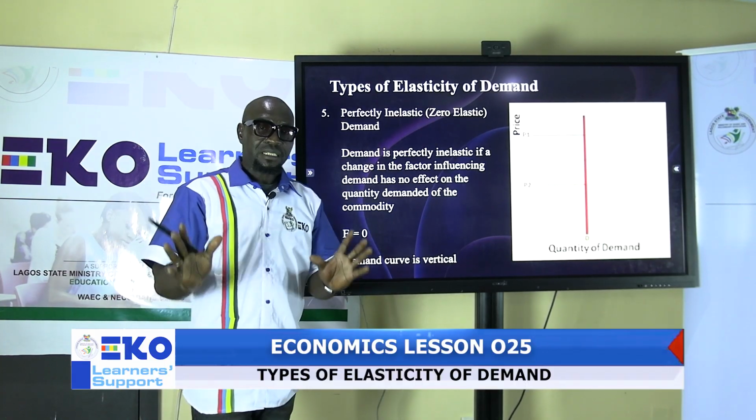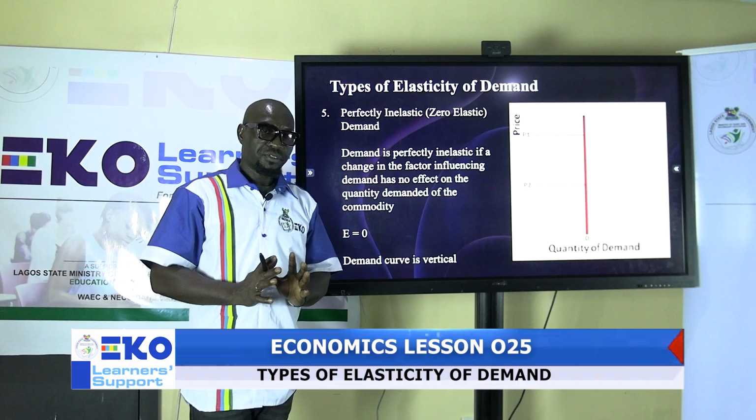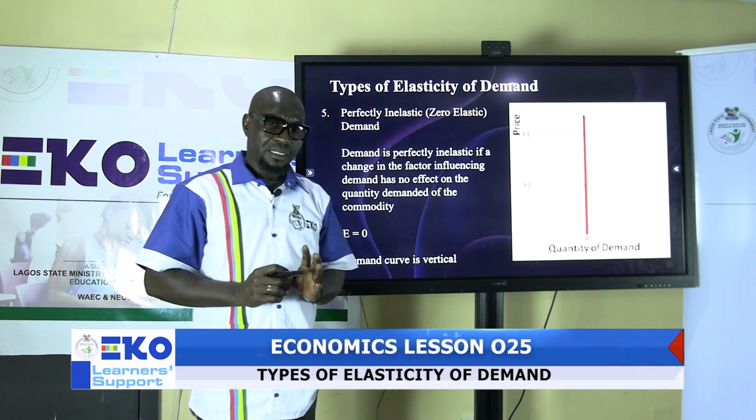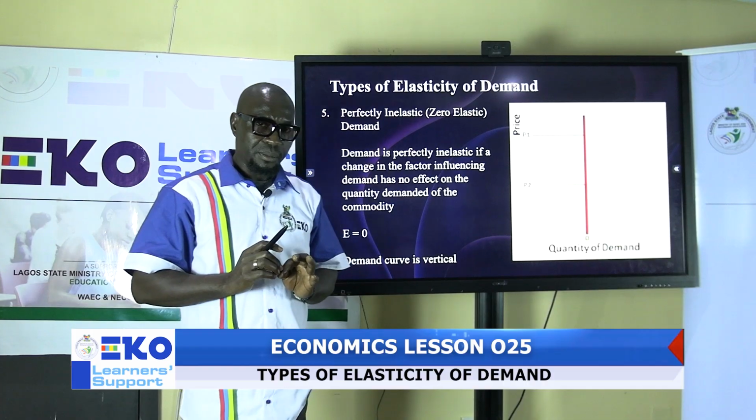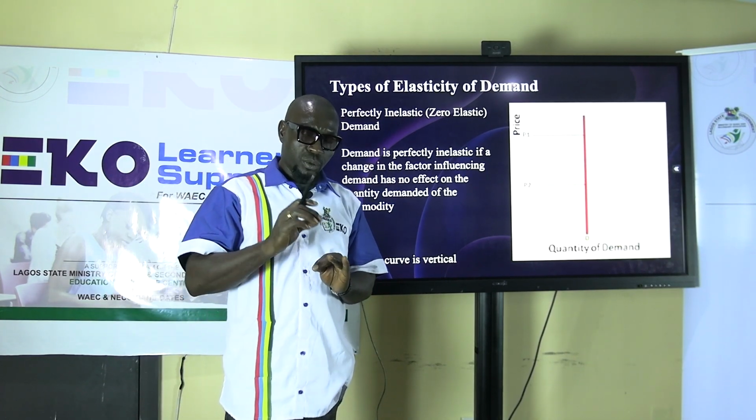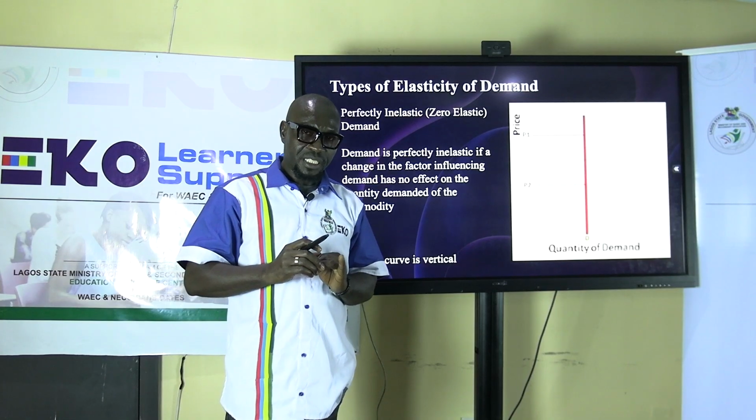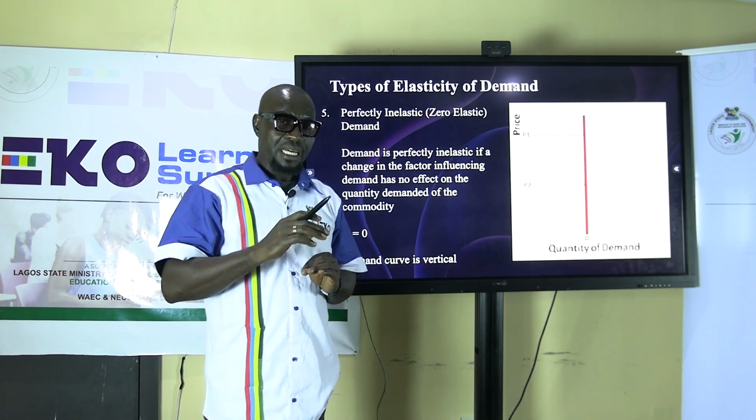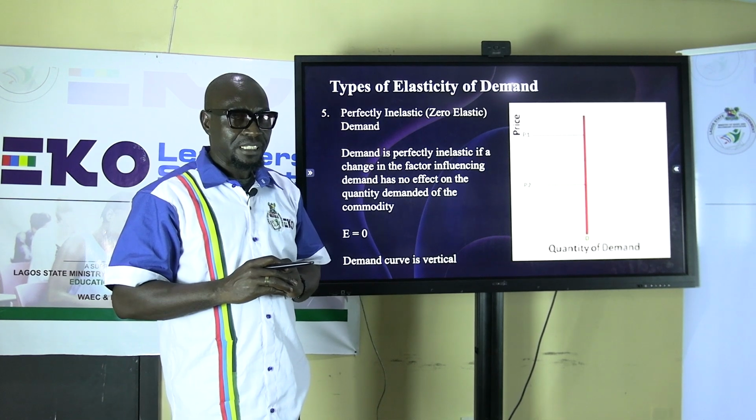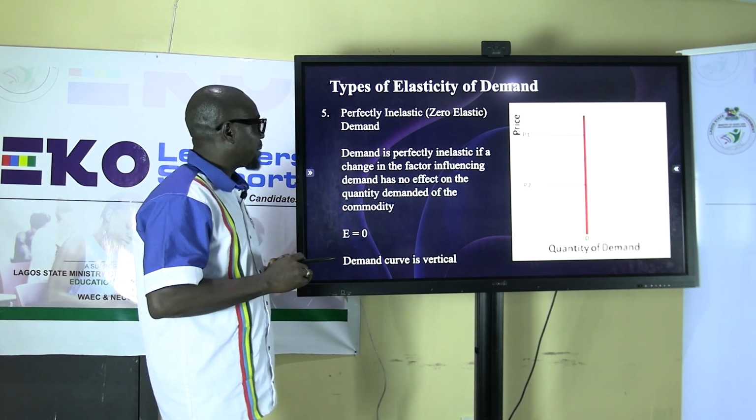So we've looked at 5 different types of elasticities: the elastic demand, the inelastic demand, the unitary or unity elastic demand. We have looked at the perfectly or infinitely elastic demand, and we have also seen the perfectly inelastic or zero elastic demand.